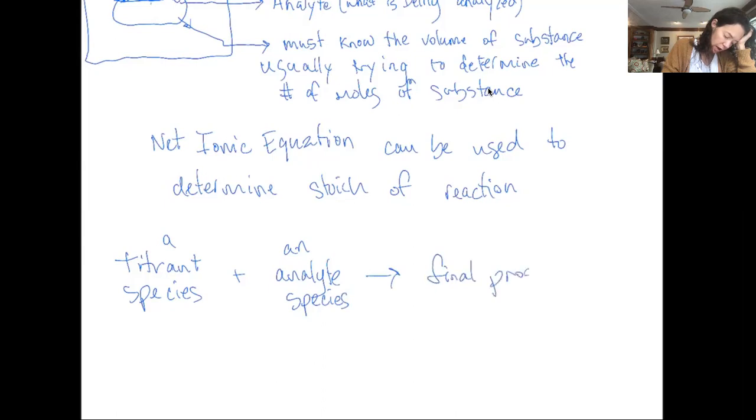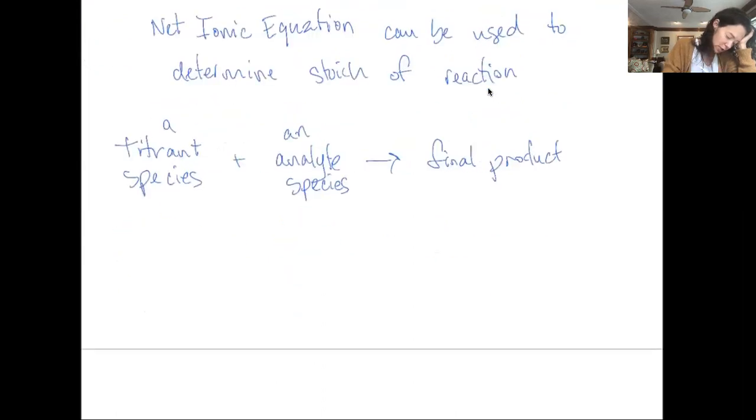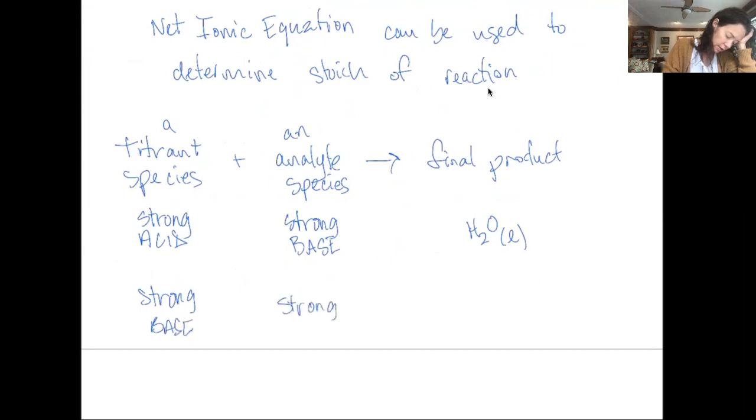All right. Now, if the titrant species is an acid, particularly a strong acid, and this is a base, particularly a strong base, then our final product will be water. If this is a strong base, and this is a strong acid, then the final product will be water. Okay. And it often is. I think for right now, it probably will be.